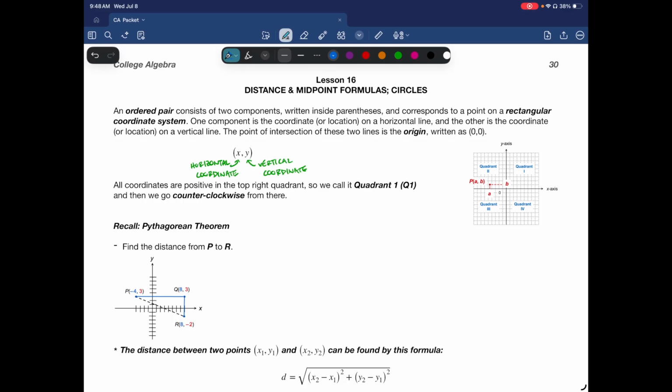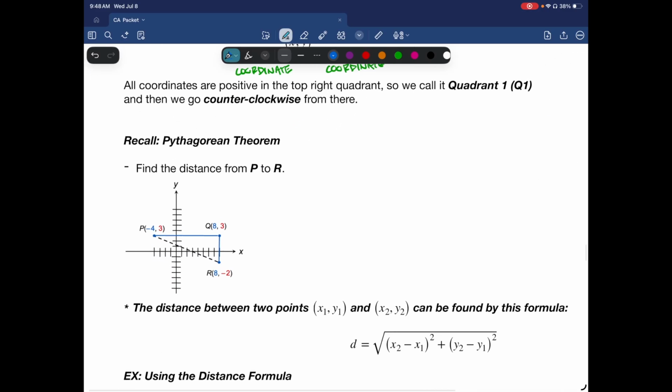Now, remember the Pythagorean theorem is a squared plus b squared equals c squared. If we know the distance between P and Q is 12 because you go from -4 to 8, and the distance between Q and R is 3 to -2, so that's 5, we'll call this A, we'll call this B, we'll call this C. The C is always the hypotenuse, the side across from the right angle, which is right here in the corner.